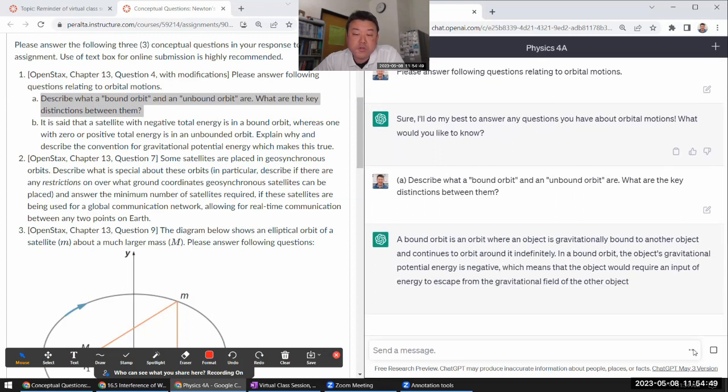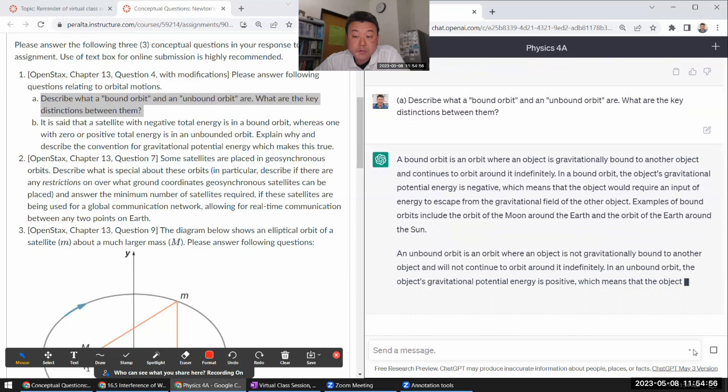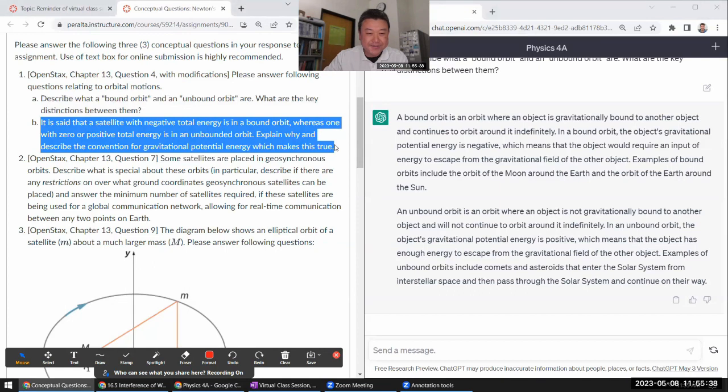A bound object moves around continuously in orbit, indefinitely, and an unbound orbit is, some people talk about a hyperbolic orbit, because the hyperbola is the shape that those unbound orbits trace. Enough energy. Comets and asteroids, not in general, but if they enter the solar system from interstellar space, then there are those one-time encounters. I think there was that weird oblong object a few years ago. That would be an example of that. All right, that's correct. Let's look at the next question.